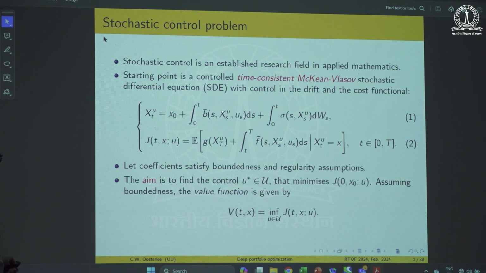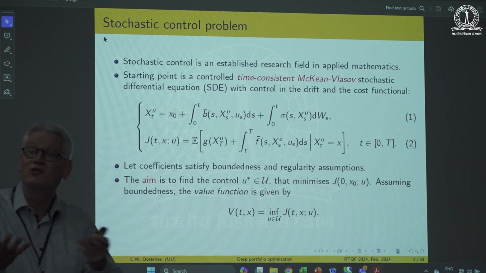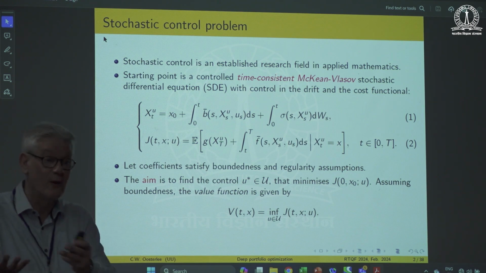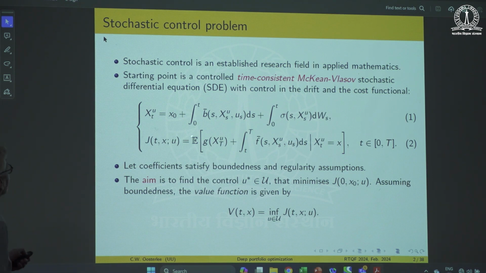And the superscript U here indicates that X is controlled. So we have control on our wealth. If you have stocks and bonds, you can decide how many stocks and how many bonds in your portfolio. And this how many, that is our control parameter. And then there's always a functional, capital J, that we'd like to optimize.